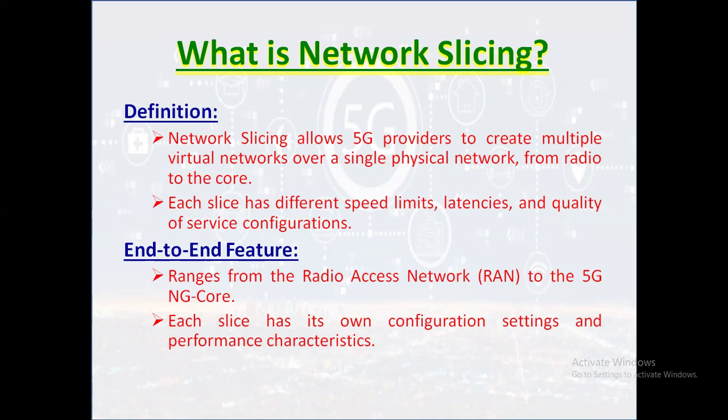on specific application needs. And as an end-to-end feature, network slicing encompasses the entire architecture from the RAN, Radio Access Network, to the 5G Next Generation Core, that is NG Core. Each slice operates independently with its own configuration settings and performance characteristics, ensuring optimized functionality for various use cases while sharing the same physical resources.